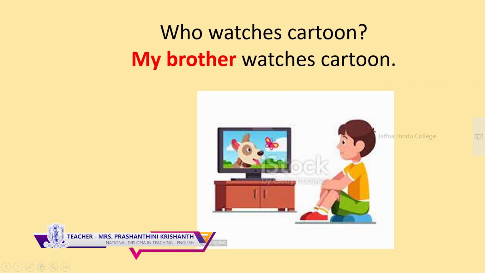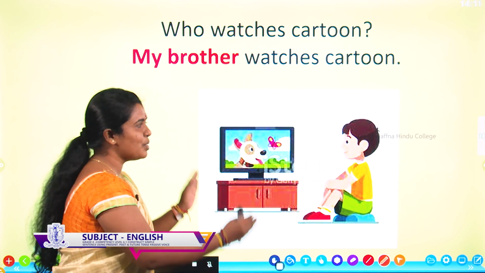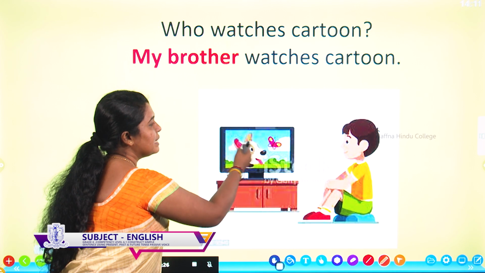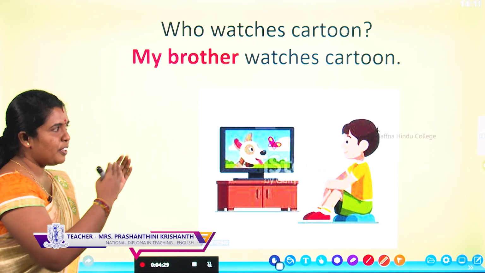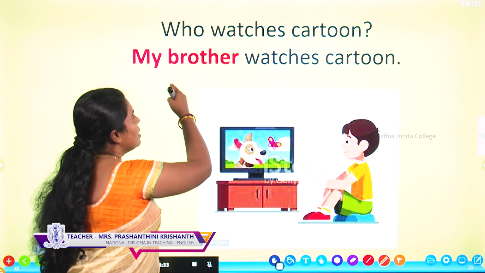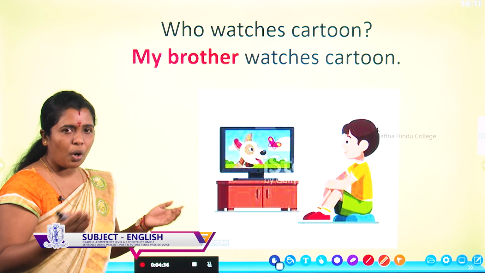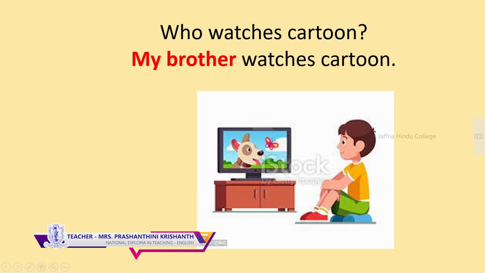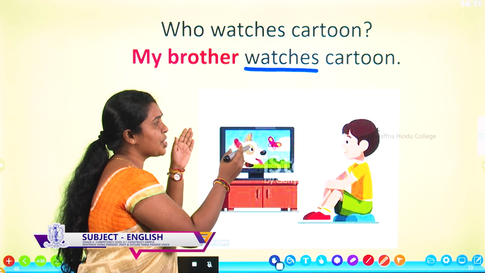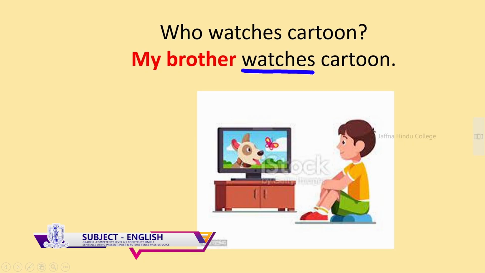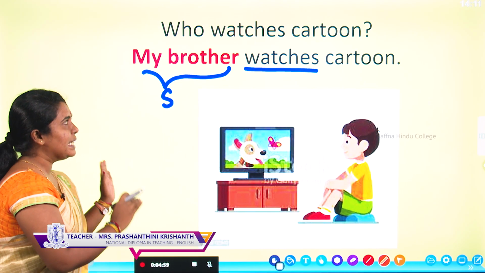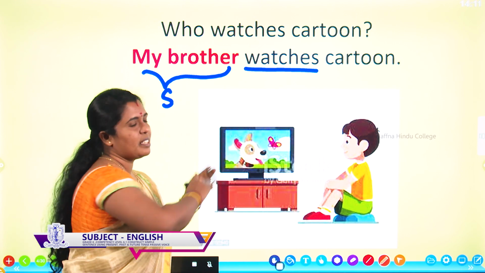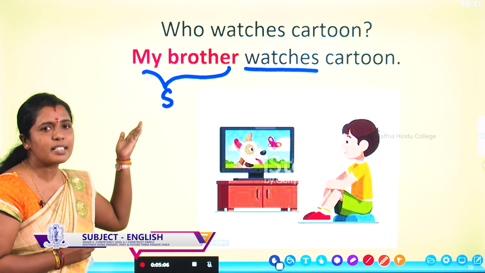Okay, now look at this. Who watches cartoon? So, this is a beautiful picture. A boy is there and the television. He is watching television. If it is a normal simple present tense, we can say the boy watches cartoon or my brother watches cartoon. So, what is the verb in this sentence? Watches is the verb. So, who is doing this action? My brother. So, simply we can say my brother is the subject. If it is the subject doing the action, you can tell this is an active voice sentence.